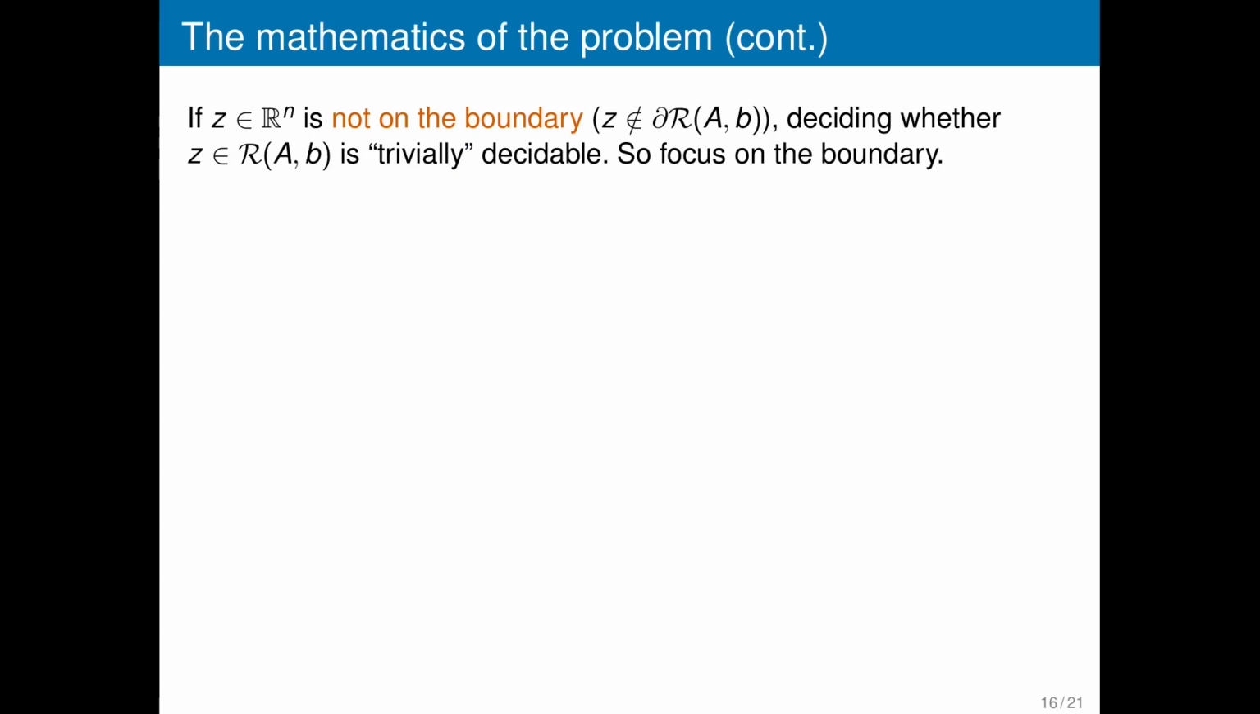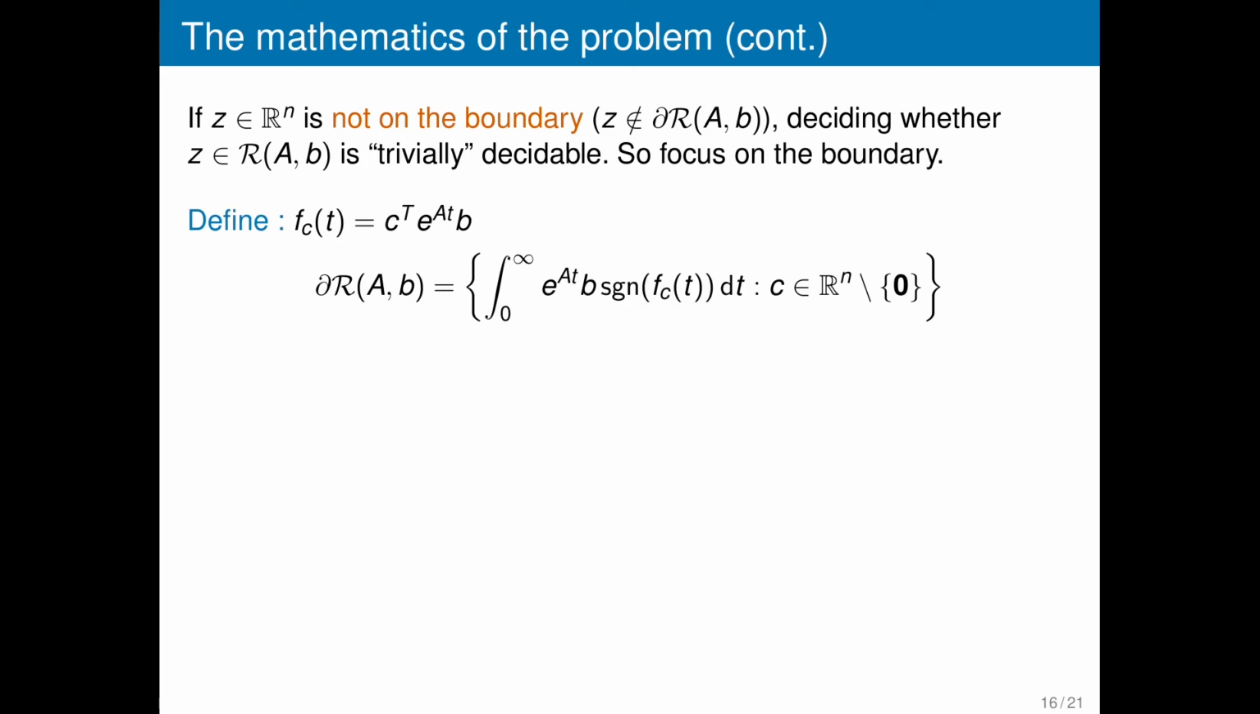First, let me say that if the target Z is not on the boundary of the reachable set, deciding whether Z is reachable is trivially decidable, because we can always approximate with arbitrary precision both the reachable set and the non-reachable set. Therefore, one of the two algorithms will eventually terminate. This is why we only focus on deciding membership in the boundary.